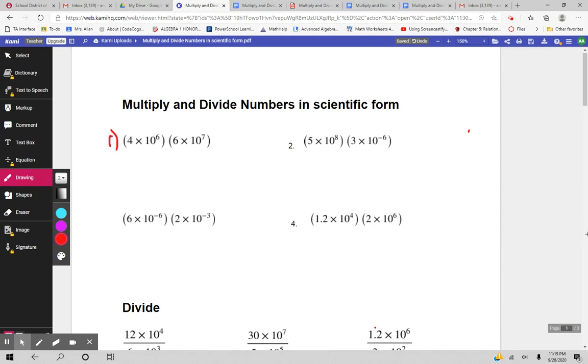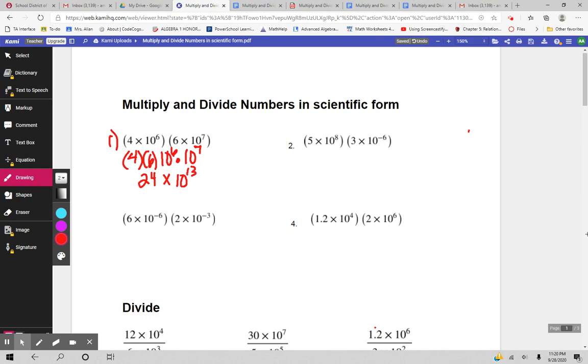Here's our first problem. When you're multiplying, you can multiply in any order. So I'm going to rewrite this problem. This means the same thing as 4 times 6 times 10 to the 6th power times 10 to the 7th power. Well, 4 times 6 is 24 times 10 to the 6 times 10 to the 7. These are powers with the same base 10. Keep the same base 10 and add the powers. So it's 24 times 10 to the 13th power.